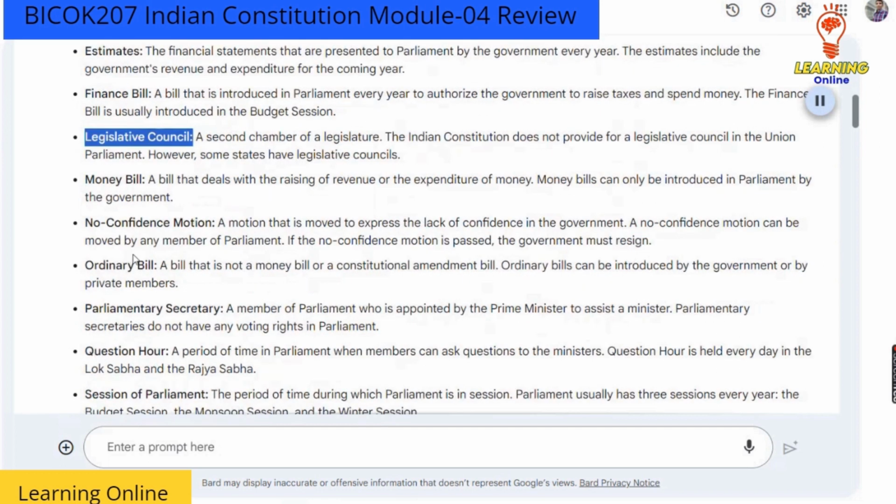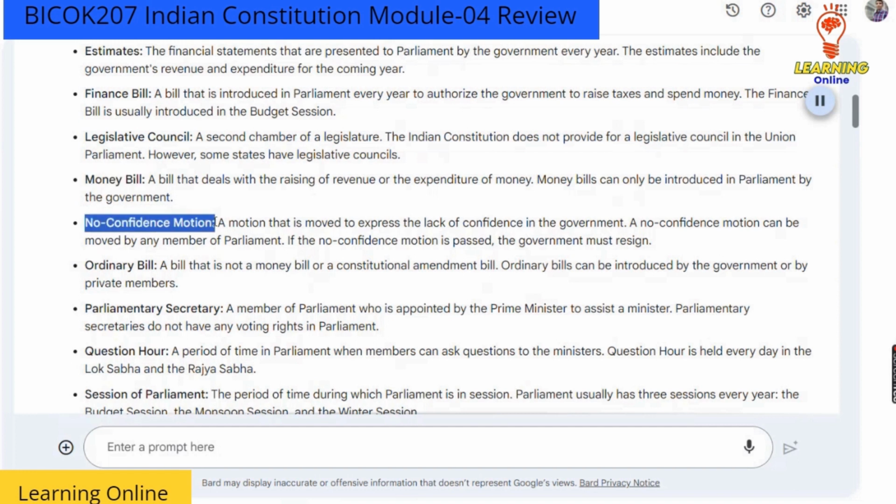Legislative Council. A second chamber of a legislature. The Indian Constitution does not provide for a legislative council in the Union Parliament. However, some states have legislative councils. Money bill. A bill that deals with the raising of revenue or the expenditure of money. Money bills can only be introduced in Parliament by the government.